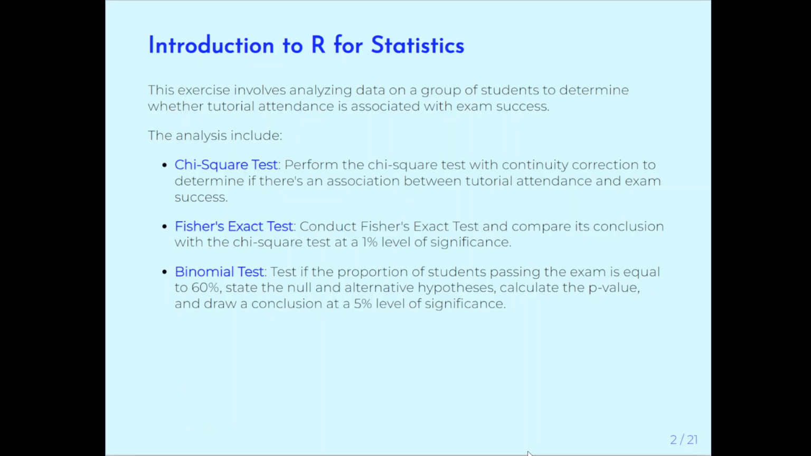The chi-square test: what we're going to do is perform a chi-square test with continuity correction to determine if there's an association between tutorial attendance and exam success. Fisher's exact test: again, conduct this test and compare its conclusion with the chi-square test at a 1% significance level. And then finally, a binomial test. Test if the proportion of students passing the exam is equal to 60%. State the null and alternative hypotheses, calculate the p-value, and draw a conclusion at a 5% significance level.